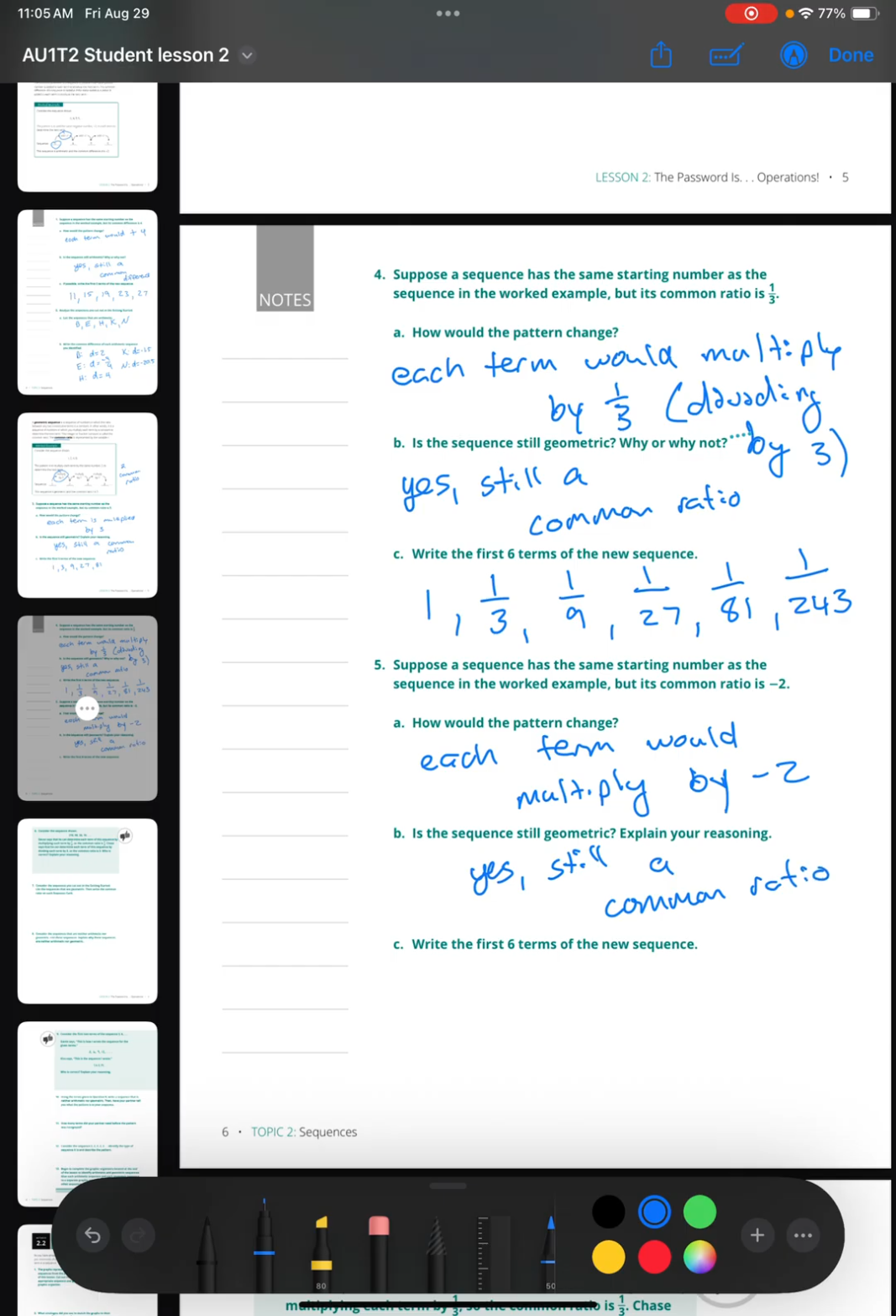And if we were going to write those first 6 terms, again, we're starting at 1. Times -2 would be -2. Times -2 would be +4. Times -2 would be -8. And times -2 would be +16. If we went one more for 6, 16 times -2 would give us -32. So there would be our first 6 terms with a common ratio of -2.